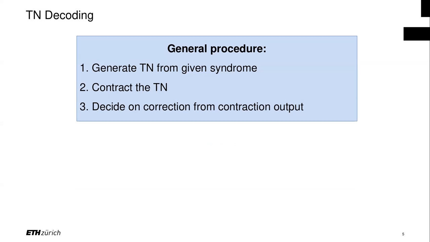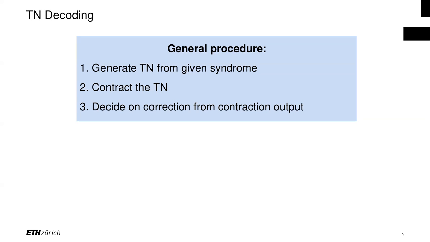How does a tensor network decoder work on a very high level? The idea is that the input of our classical algorithm is the syndrome. Given that syndrome, we generate some sort of tensor network. We contract that tensor network, which means the algebraic expression that it represents, we try to actually numerically evaluate it on the computer. And then using that contraction result, we decide on the correction that we apply.